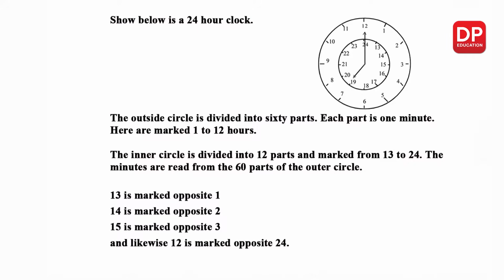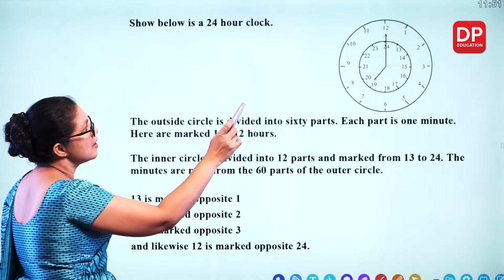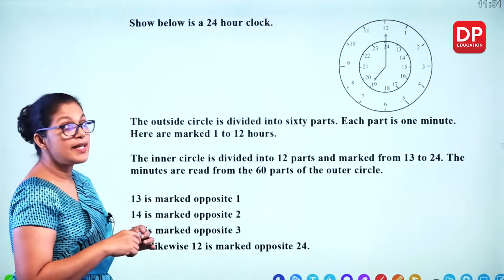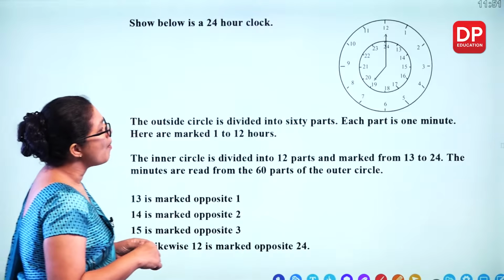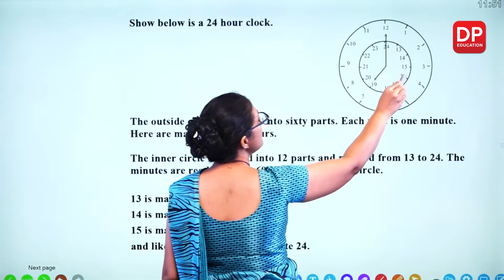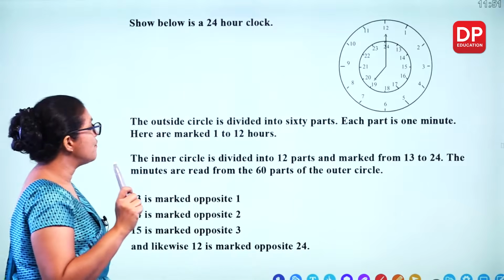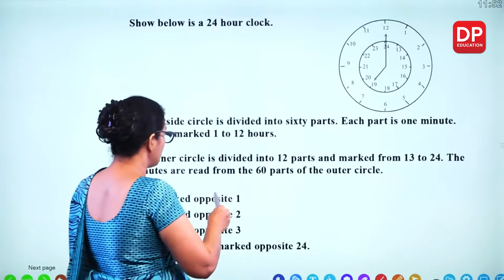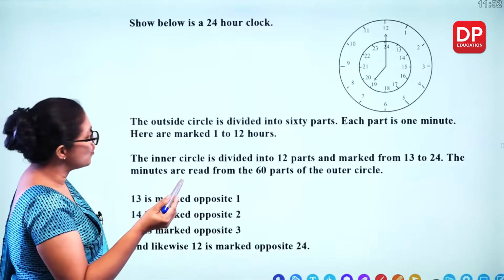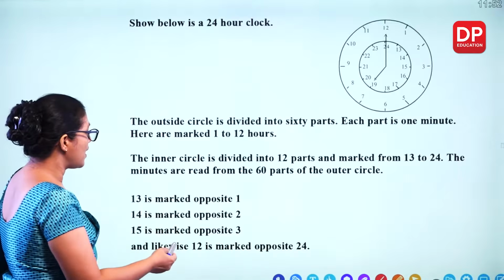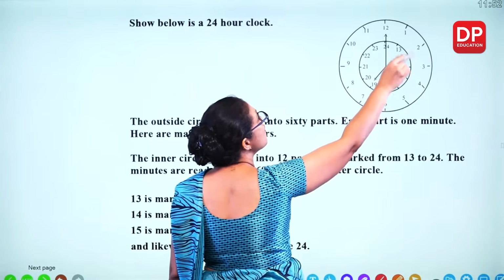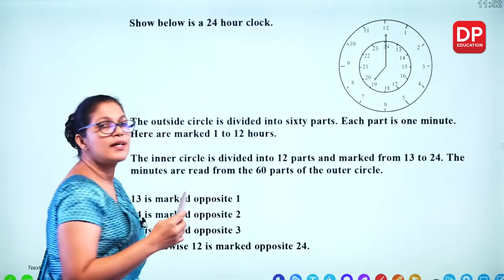Shown below is a 24-hour clock. The outside circle is divided into 60 parts. Each part is 1 minute. So 5 for each gap and altogether 60. Here are marked 1 to 12 hours. The inner circle is divided into 12 parts and marked from 13 to 24. 13, 14 like that up to 24. The minutes are read from the 60 parts of the outer circle. 13 is marked opposite to 1. 14 is marked opposite to 2. 15 is marked opposite to 3. And likewise 24 is marked opposite to 12. So this is the 24-hour clock. And this is the 12-hour clock. Minutes you read from the 12-hour clock.